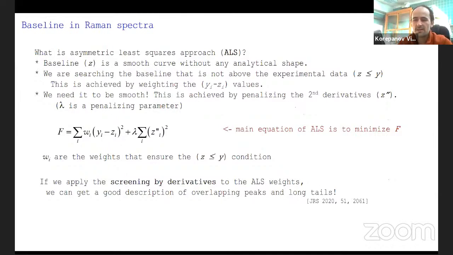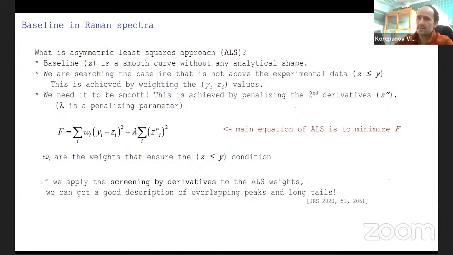So this screening is a tool to detect the peaks, and it can be applied to advanced algorithms as one of the tools to help them separate the baseline from the peaks. And one of the most efficient algorithms is the asymmetric least squares approach. And there are three basic things in this algorithm.